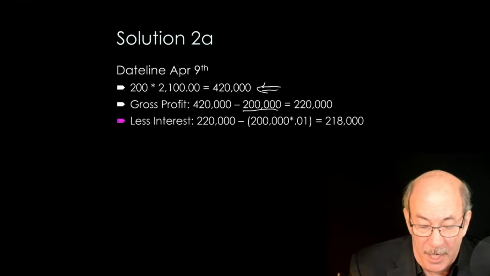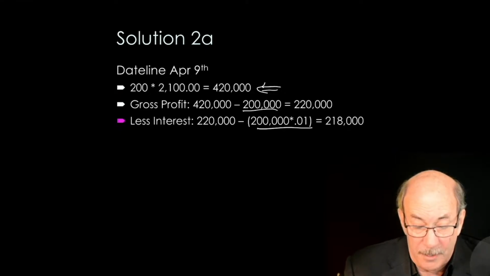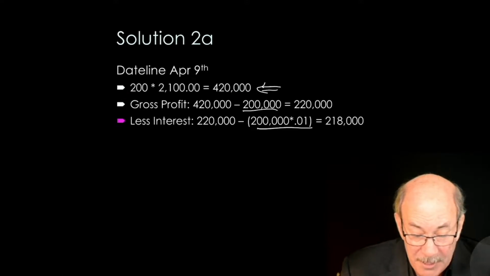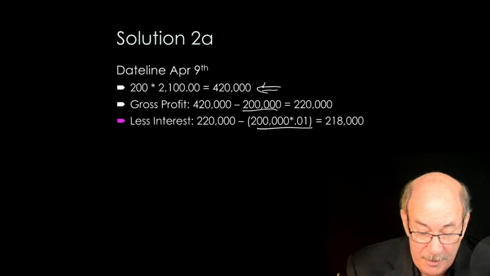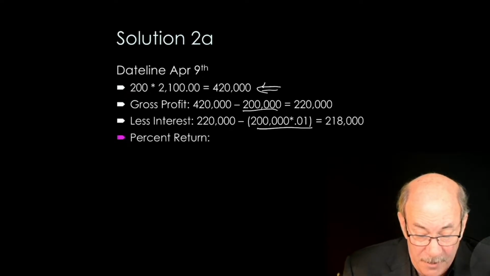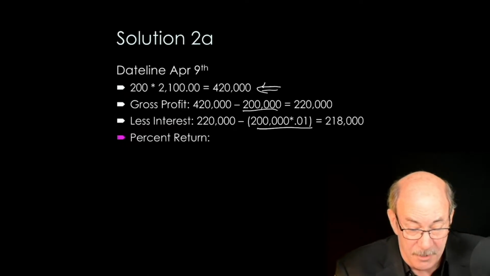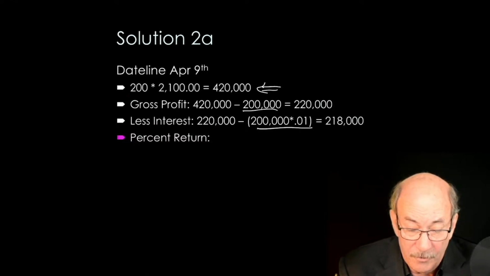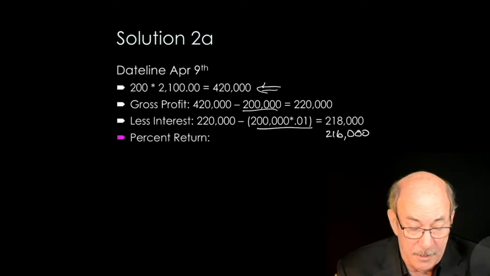But then we still have to pay the interest. And at 200,000 times the 1% per month, I see I made a mistake here. I needed to calculate that. That's my monthly rate. I need to double that. So I will go back and fix that. That means that I've got interest costs of $4,000. So that should be $216,000 in total.